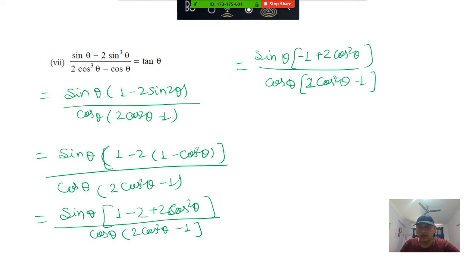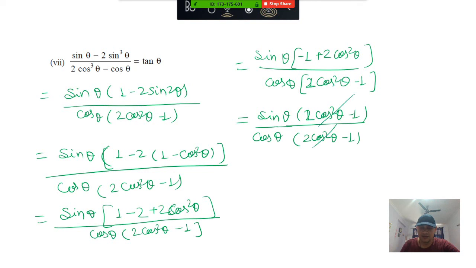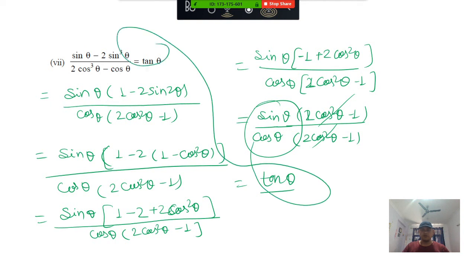So in the numerator and denominator we are having minus 1 plus 2 cos square theta and 2 cos square theta minus 1. Some of the students say that these are the same thing, and some students don't say that. Okay, no problem. Let me rearrange it. Now this becomes 2 cos square theta minus 1, and this is also 2 cos square theta minus 1. Good. So now they get cancelled and the term that remains is sin theta upon cos theta, and that is tan theta. That's what we have to prove on the right hand side. Clear? Okay, let's move to the next question.